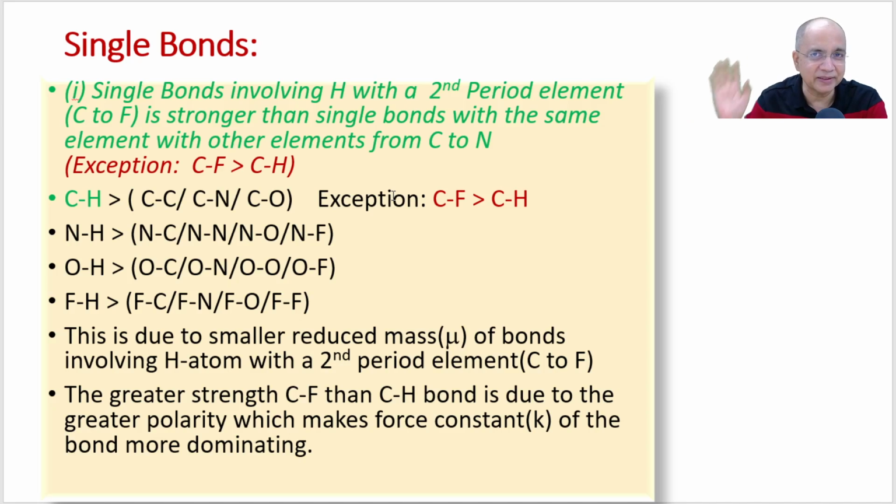Invariably you will get this. I will show you the data table. Why is CF stronger than CH? It's because polarity also is important. The difference in electronegativity is not much.